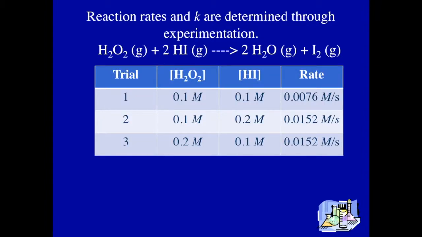In this particular case, you can see that if I increase my concentration of hydrogen iodide, I double my rate of reaction. If I double my concentration of hydrogen peroxide, I also double the rate of the reaction. So what this tells me is that I have two different components.